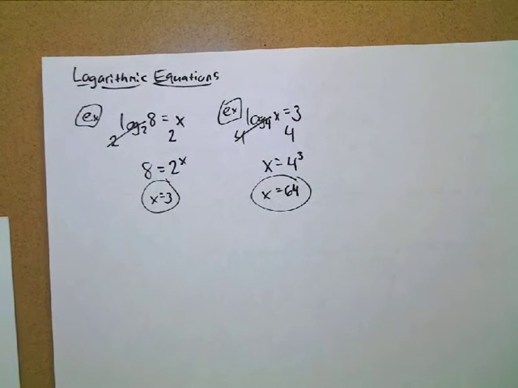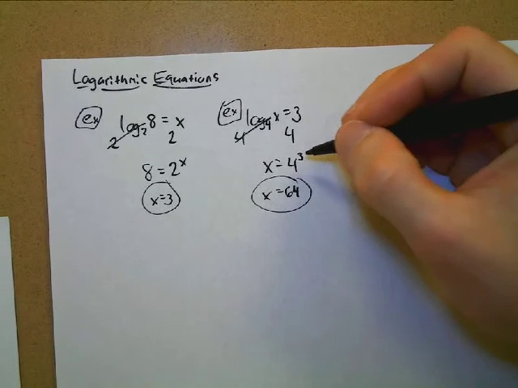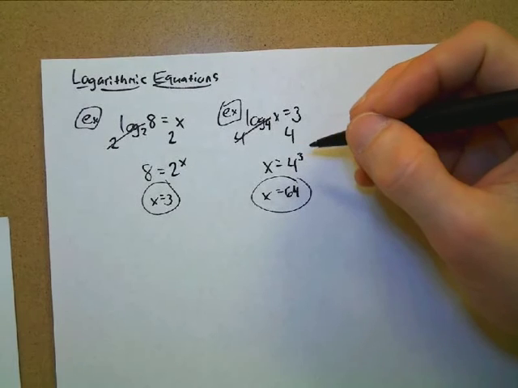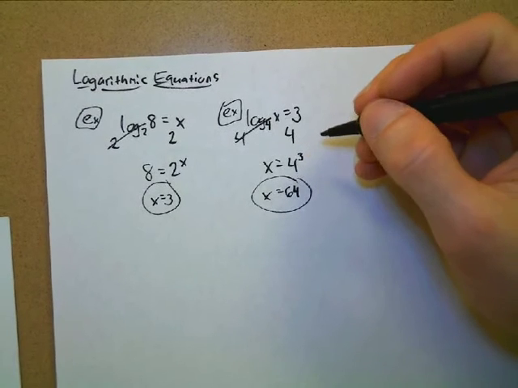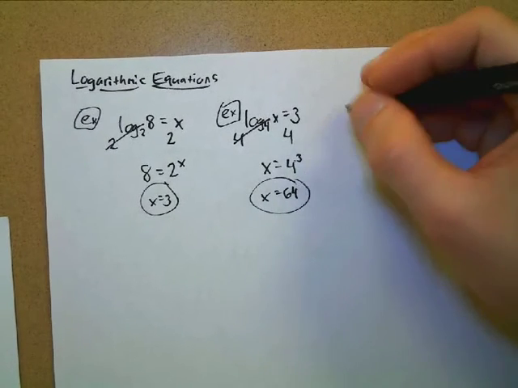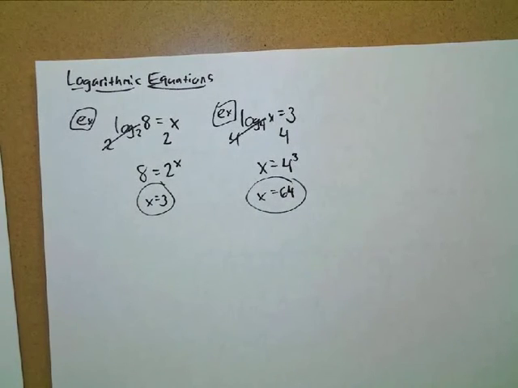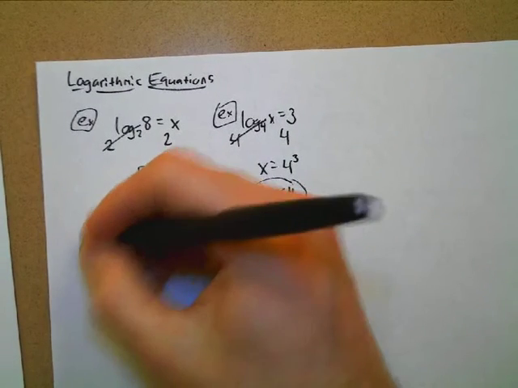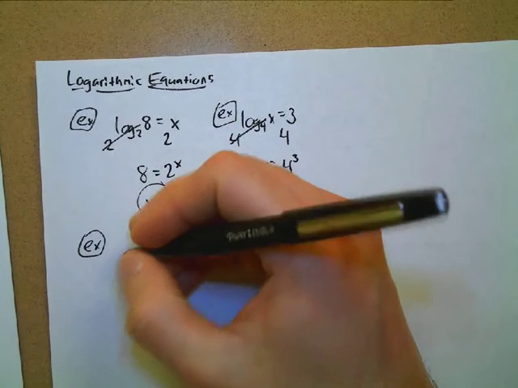So we're just using an exponential. Why just 64? 4 times 4 is 16, times another 4, 64. Yeah, I just did the math. That's all. Okay? So now let's try something a little more advanced, a little more tricky, I guess we'll say.